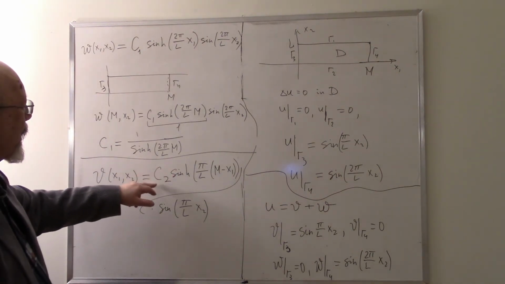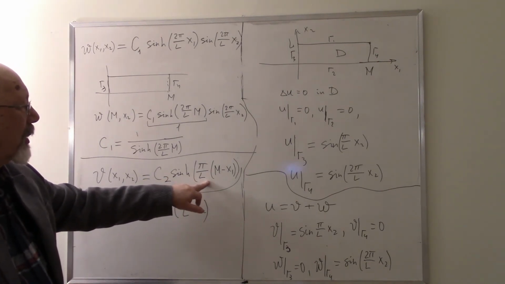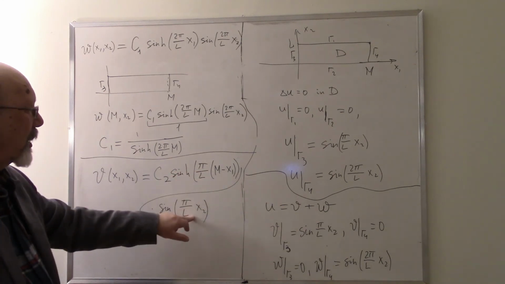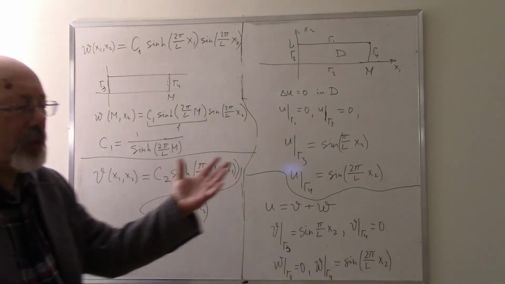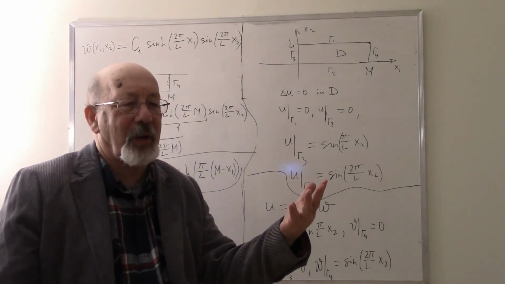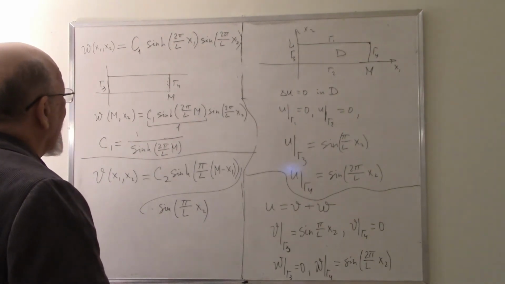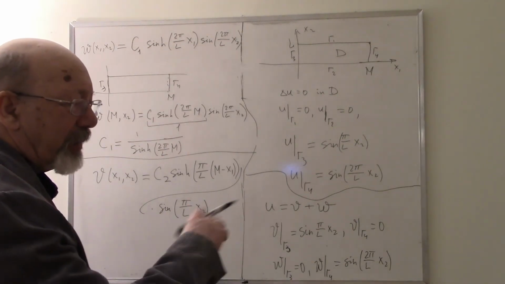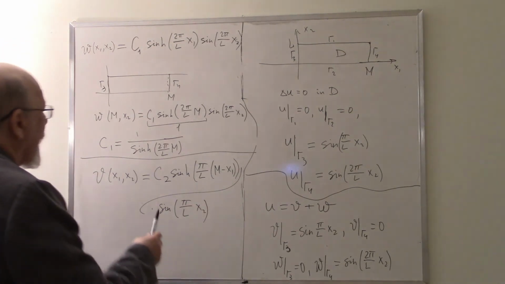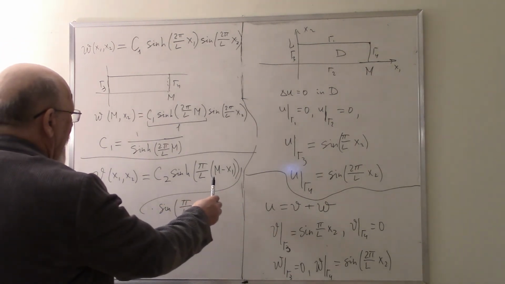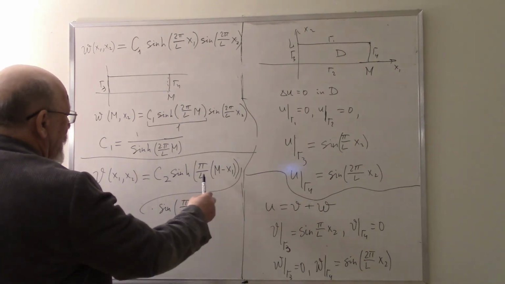So this function, of course, it is harmonic because a harmonic function does not change if you change the sign of one of the coordinates. Because the second derivative does not change if you change x to minus x. And now if x1 equals m, this is 0.